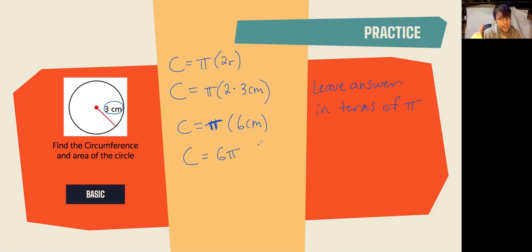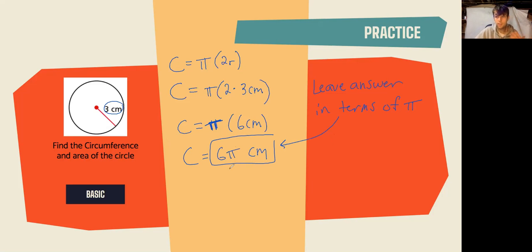Now it's important, pi is not a variable. It is actually a number, 3.14 or 3.14159 or however many digits you like to use, but I could leave it like this. I could just say this is 6 pi centimeters. So this is what I mean by leaving it in terms of pi. This is one way to do that.